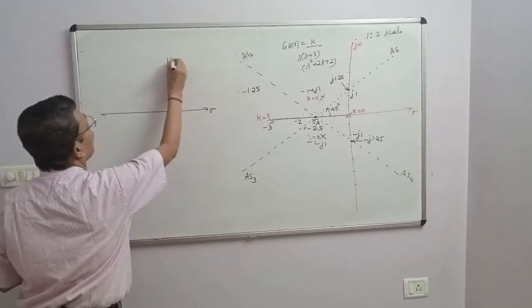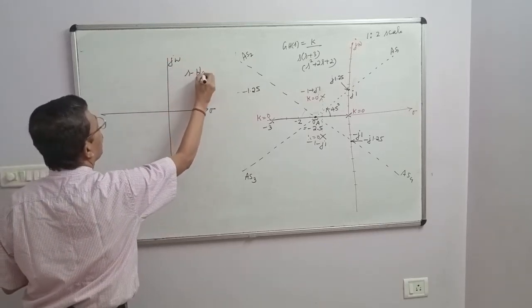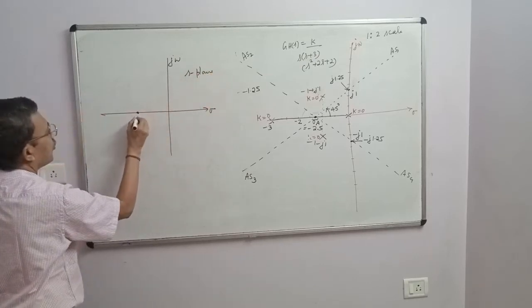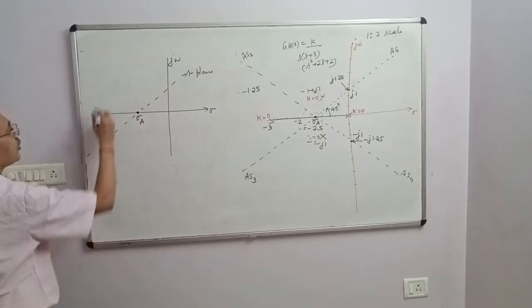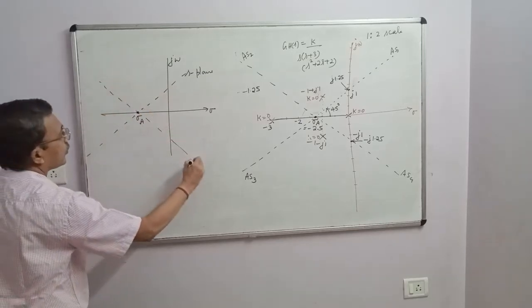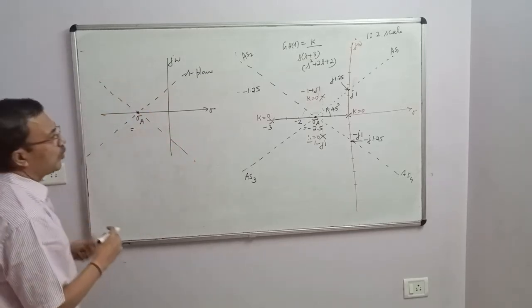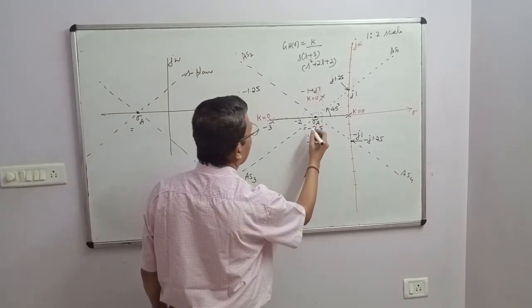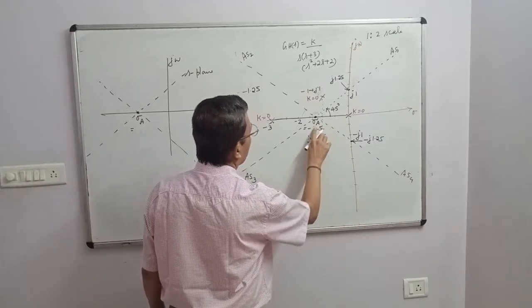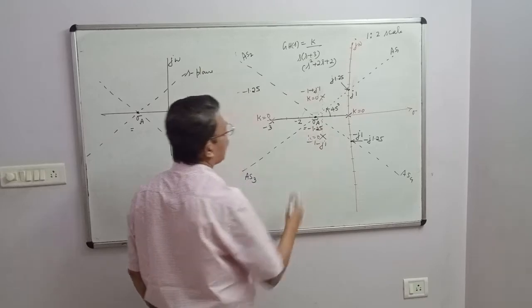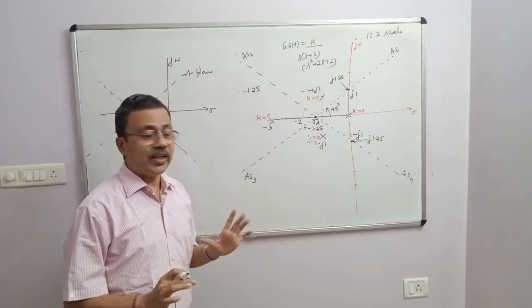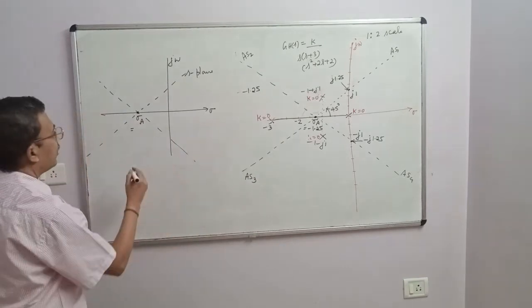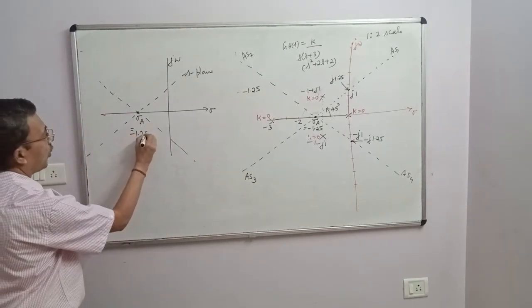This is sigma, this is j omega, this is the S plane. This is sigma A. So these are the 4 asymptotes. What is sigma A? Sigma A is 1.25. 1.25 means 2.5 centimeters, right? So please correct that. Sigma A is minus 1.25.